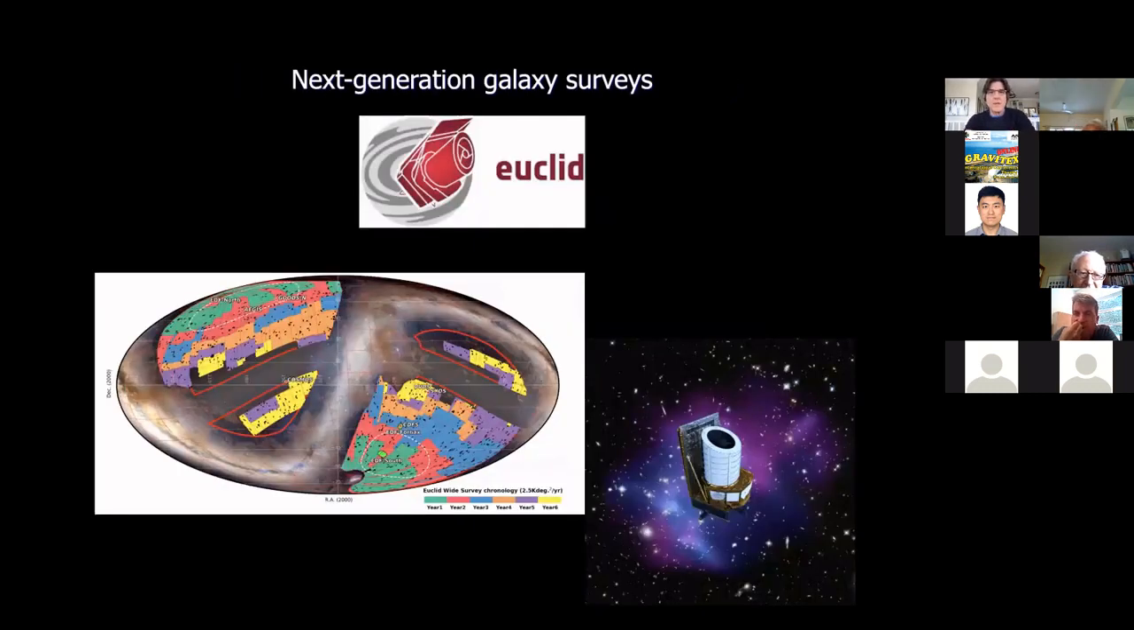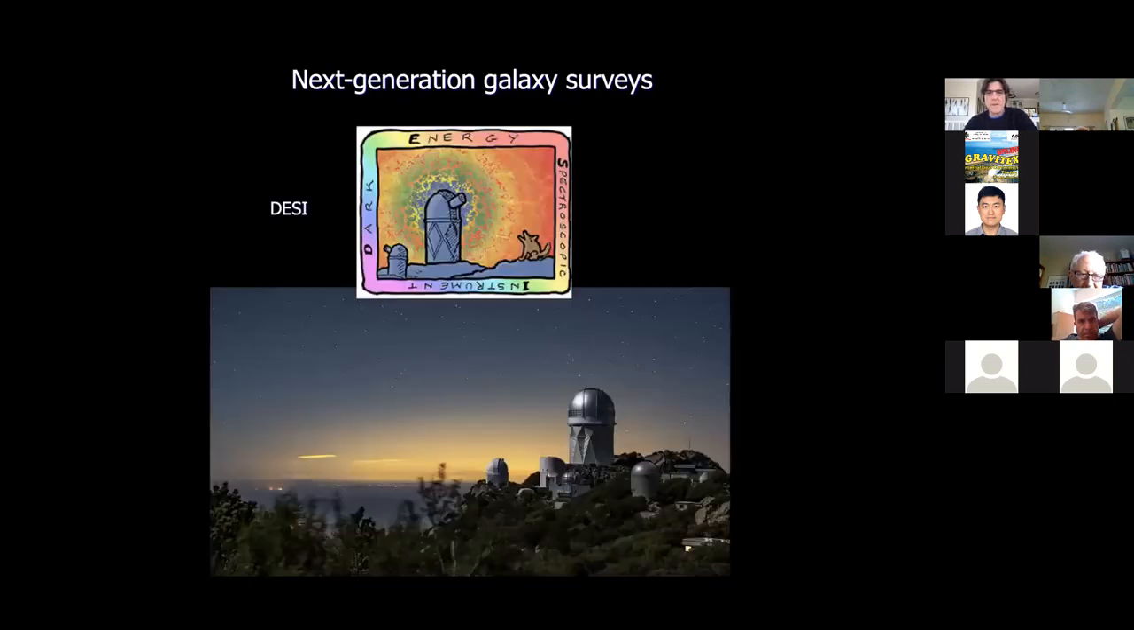So when I talk about next generation galaxy surveys, a number of them spring to mind. In addition to SKA, of course, there's Euclid, the spaceborne survey, which is probably the premier next generation survey. The sky coverage is shown on this cartoon here, and here is an artist's impression of the satellite-based telescope itself. Then there's the Dark Energy Spectroscopic Instrument, which is another forefront next generation survey at the Kitt Peak Observatory, which is shown in the image here.